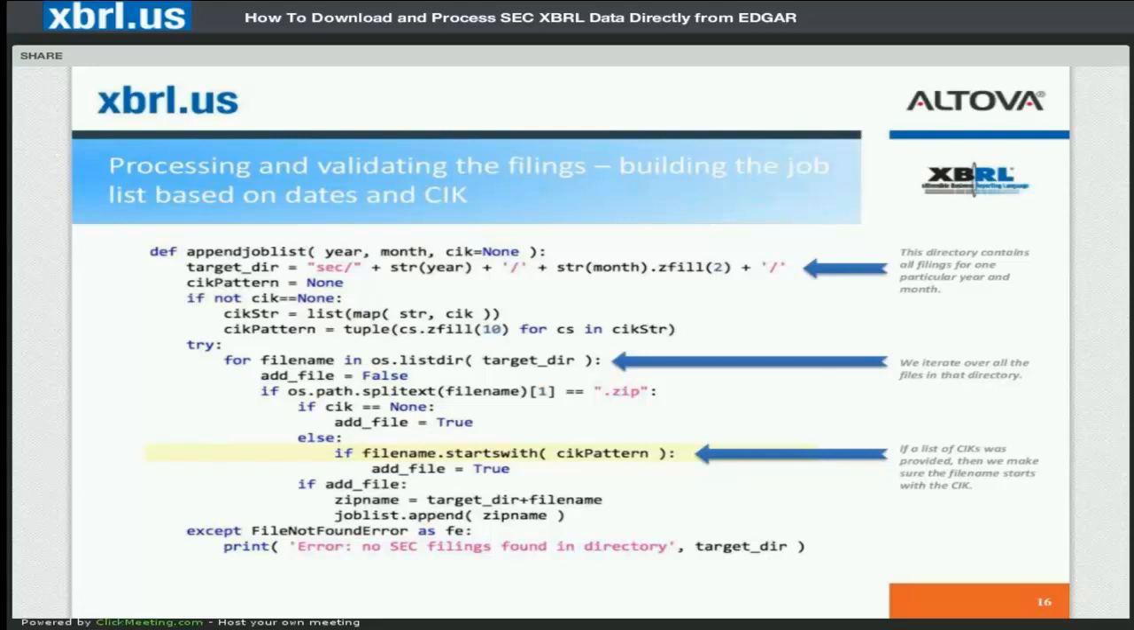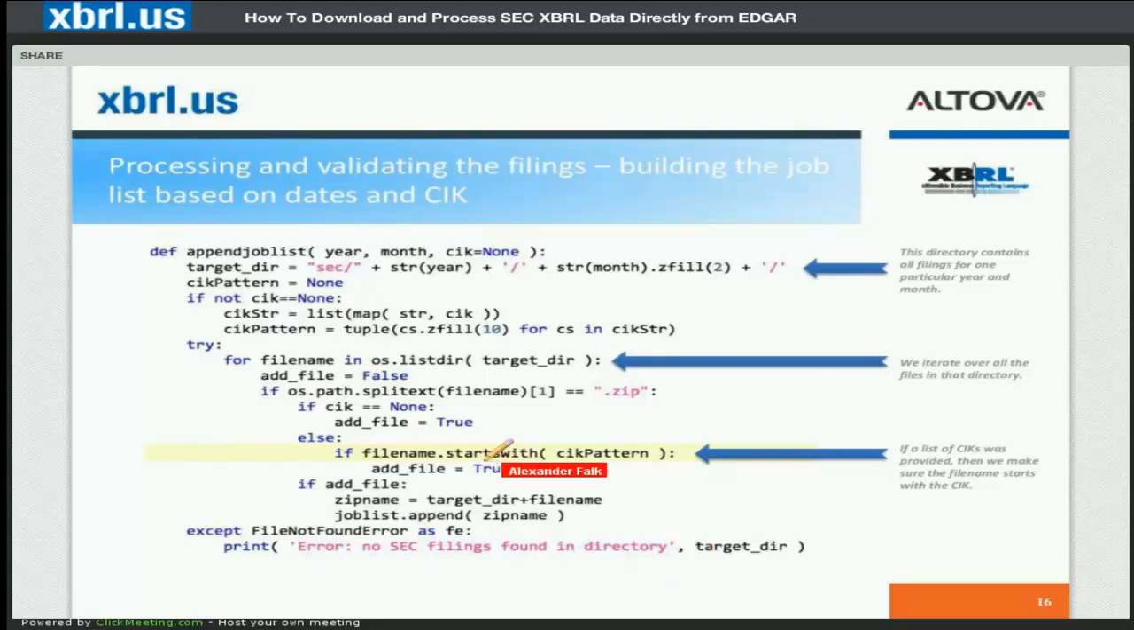And so here's what we do to build that list of jobs that we're going to then pass on to Raptor XML. We'll see in a minute in another live demo how we actually built a little Python utility around this. And in that Python utility, we pass in as a command line parameter a list of tickers or CIK numbers, depending on how we want to search for it, as well as a range of years and months.